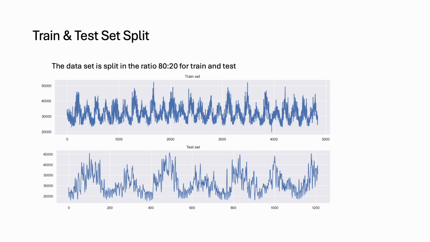So with this, we would also want to look at how the 80% data and the 20% data look like. From the slides, we can see that it is pretty much alike. So when we do the modeling, it should not give us any unexpected results.